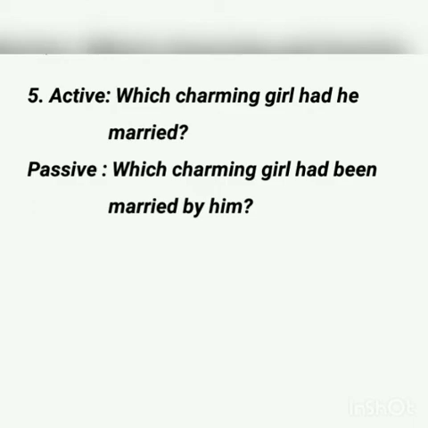Number 5, active. Which charming girl had he married? Let us change into passive voice. Take down which charming girl as it is. Take down the formula had been married by the subject. He will become him in the objective form. So the passive form is: which charming girl had been married by him.